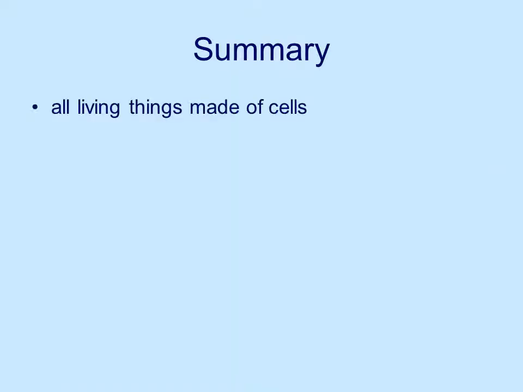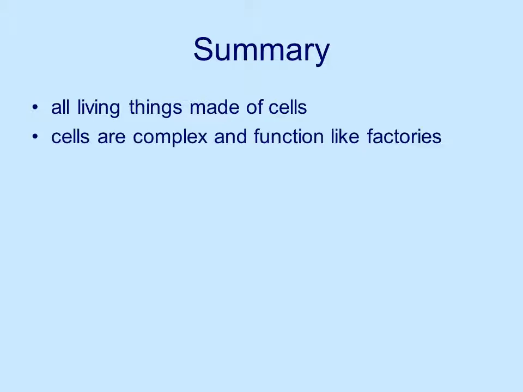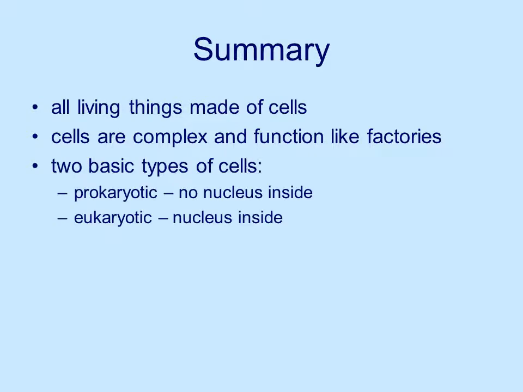So we've talked about how all living things are made of cells. Everything that is alive is composed of cells. Some things, there's only one cell. Others, like us, there are millions of cells. Cells are complex. They function like factories. They're very complicated things. They bring in materials, they bring in energy, and they produce stuff that the cell can use or that other cells need.